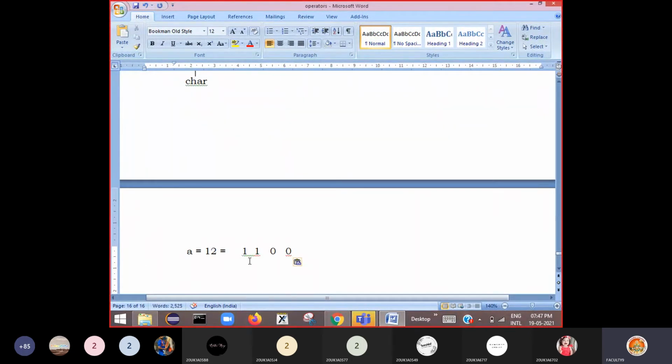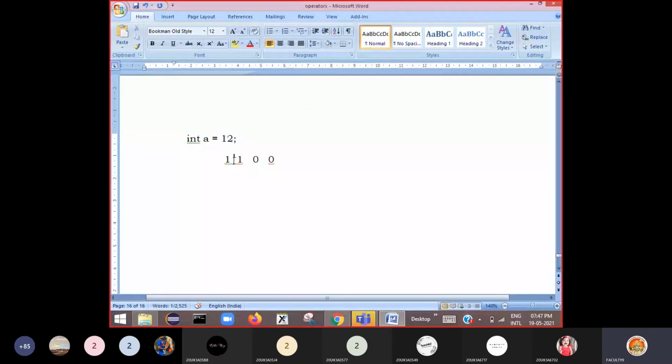See, so I said this is the binary pattern of 12. Okay, but to be frank, if I declare int a is equal to 12, then how 12 is represented internally? That is the question here. Okay, now I am showing the binary representation, memory representation of 12, how 12 will be stored inside the memory. Just quickly look at this.